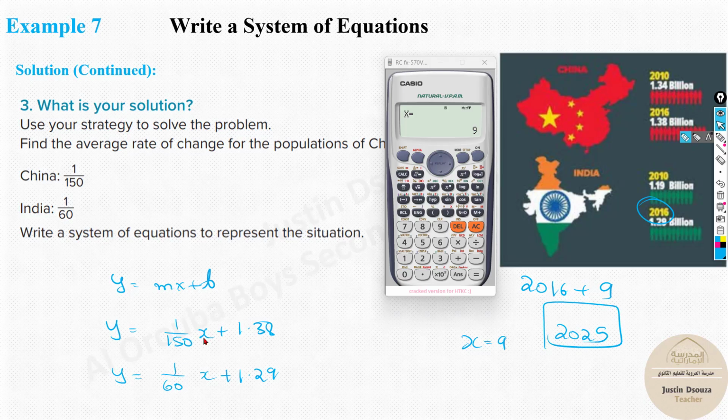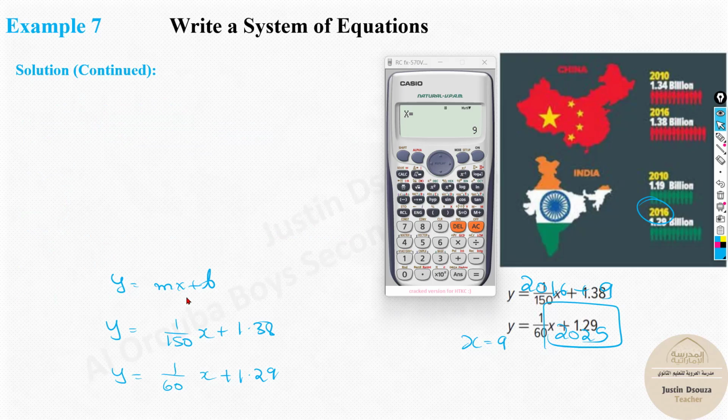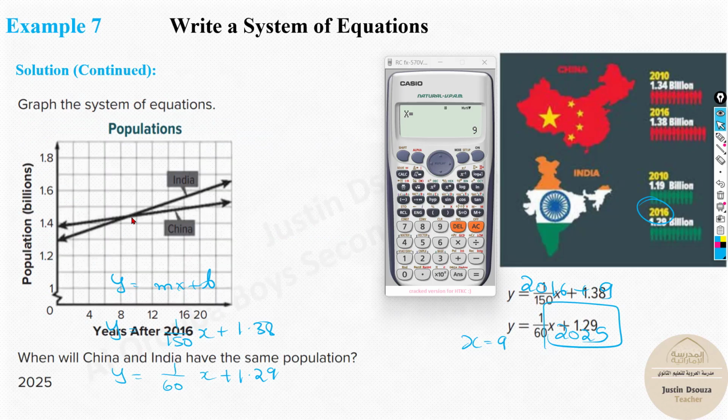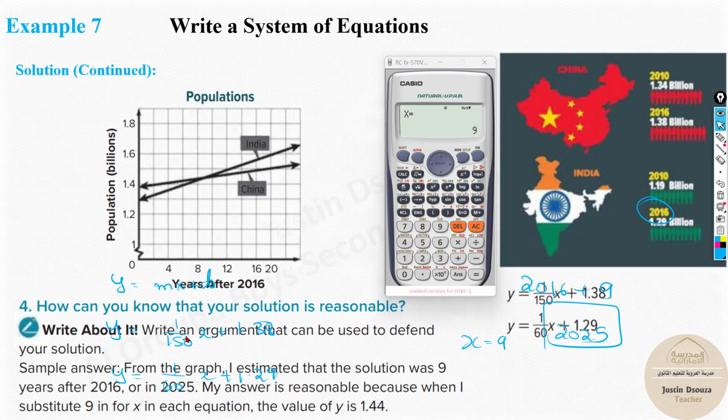So it tells us that in the year 2025, both the countries will break even, in the sense they'll have equal populations. If you graph it, you're going to get 9, that is in 2025. And you can check this answer. I can tell it's reasonable. If you do it in the calculator, you're going to get that. Okay.